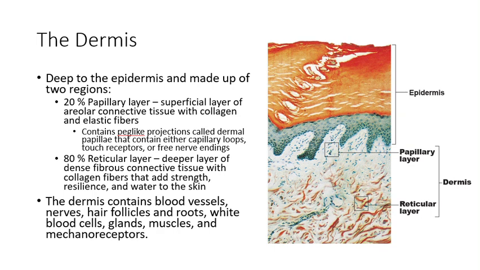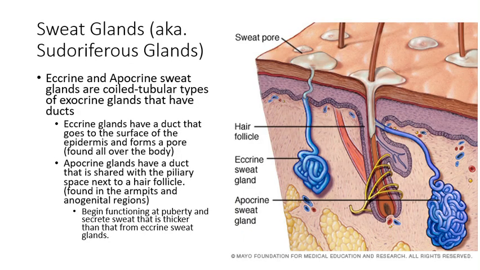You can also find touch receptors deeper in the reticular layer. This deep reticular layer makes up 80% of the dermis, and it's made up mostly of dense fibrous connective tissue. So it has collagen fibers, and it also has some resilience and stretch and hydrates the skin. The dermis also contains blood vessels and nerves and hair follicles and hair follicle roots, like blood cells, glands, muscles, mechanoreceptors, like I mentioned before. So a lot of the stuff that is in the skin actually occupies a good amount of space in the dermis.